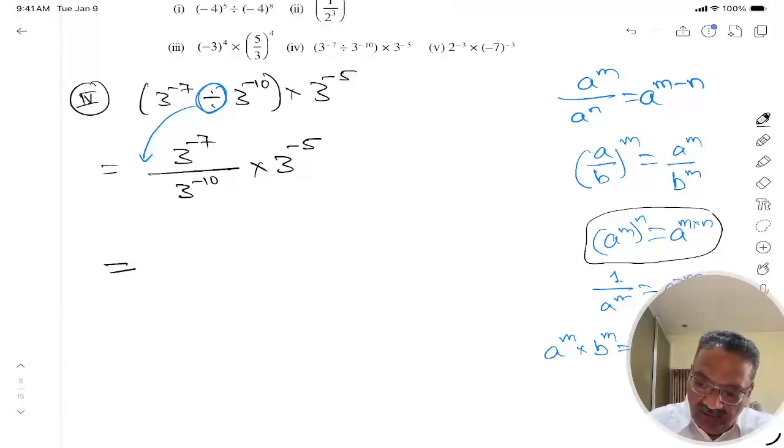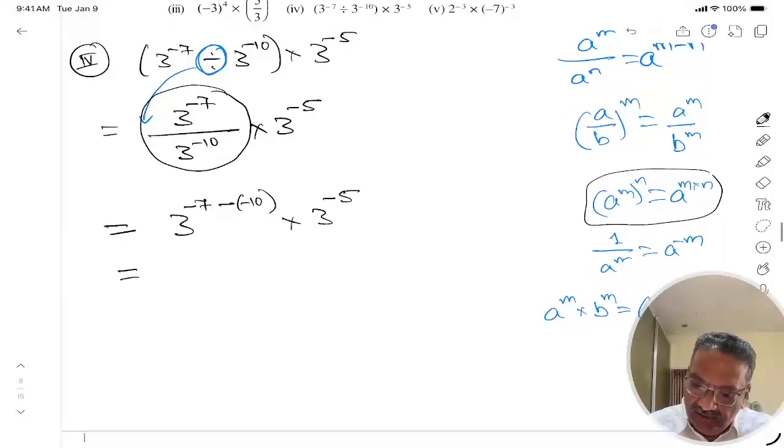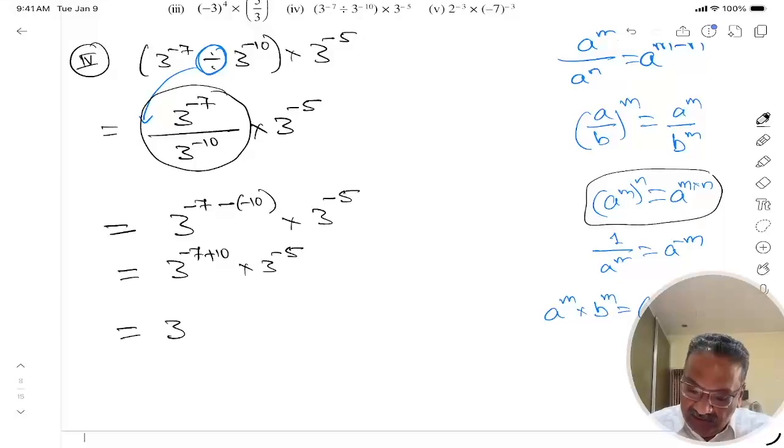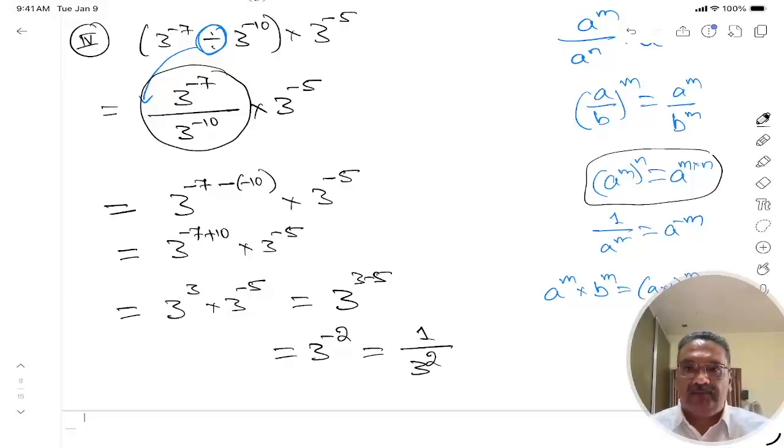This is equal to, first we will simplify this. This becomes 3 to the power of minus 7 minus of minus 10, into 3 to the power of minus 5. See here, students make mistakes in plus and minus. So slowly you do this. This is equal to 3 to the power of minus 7 plus 10 into 3 to the power of minus 5. This is equal to 3 cubed into 3 to the power of minus 5, which is 3 to the power of 3 minus 5, equal to 3 to the power of minus 2. So this is equal to 1 by 3 squared.